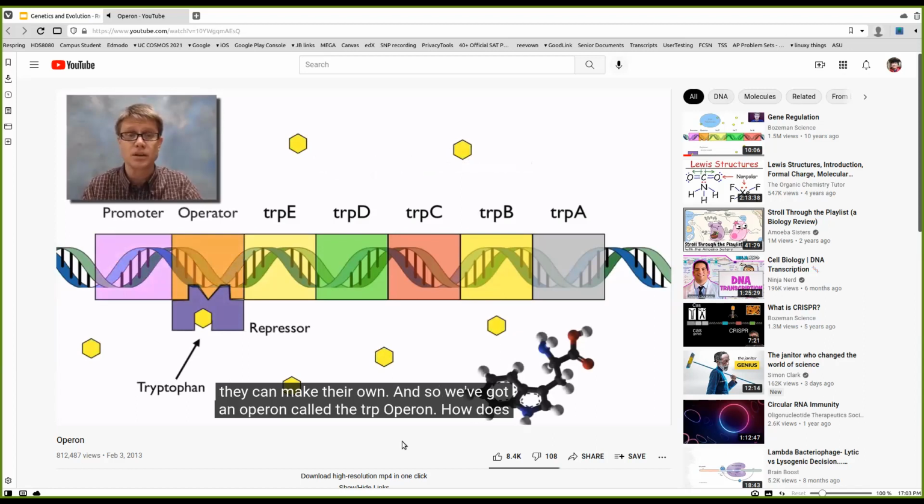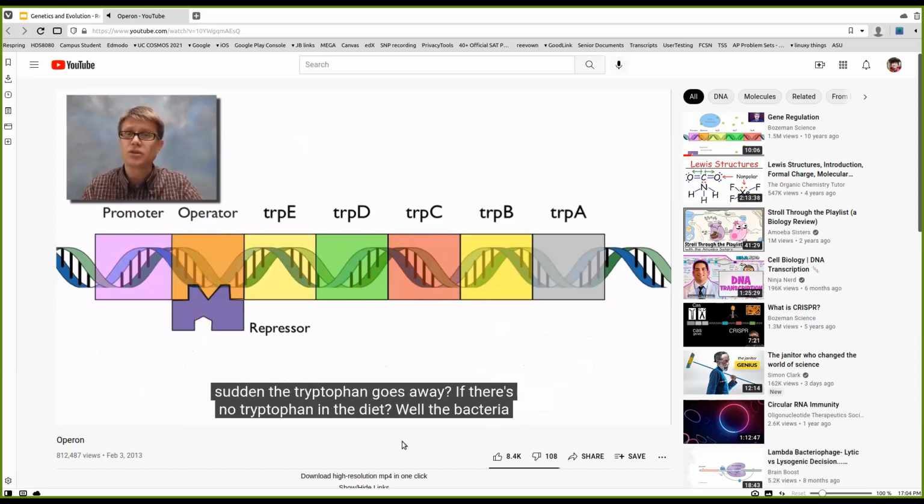And so we've got an operon called the trp operon. How does that work? Well, again, we've got PROG. We've got our promoter, our repressor, our operator, and then our genes. But if we have tryptophan present, so tryptophan is going to be these yellow hexagons, it's going to fit inside the repressor, and it's going to change its shape so that it fits in the operator. And so in this case, if we have a bunch of tryptophan present, then we don't want to make tryptophan. And so the repressor is going to set that operator to the off position.